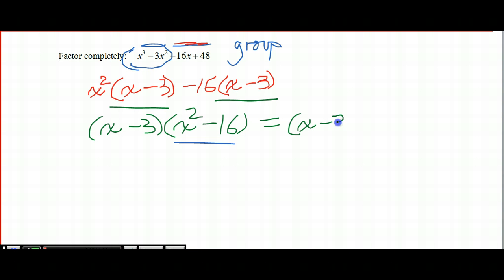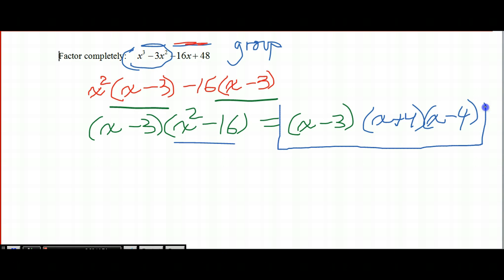The x minus 3, we can't do anything more with that. But the x squared minus 16, this could be what? Well, we have a difference of squares. So x plus 4, x minus 4. So that is our final fully factored answer.